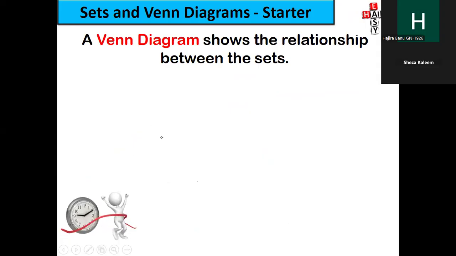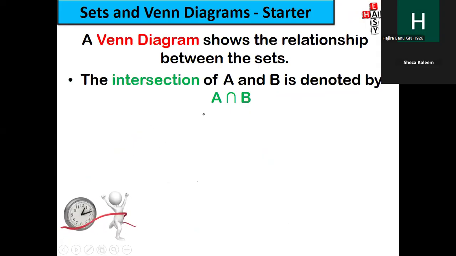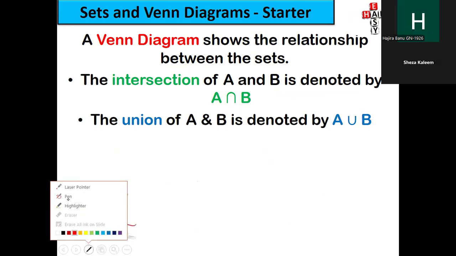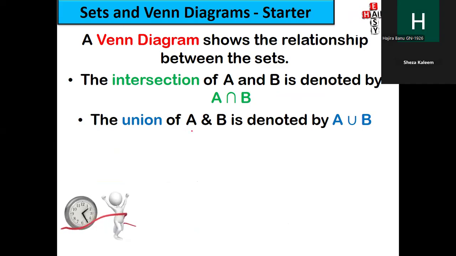Now, what is a Venn diagram? A Venn diagram shows the relationship between the sets. The intersection of A and B is denoted by A intersection B. You can see the symbol there. The union of A and B is denoted by A union B. This is A intersection B and this is A union B.